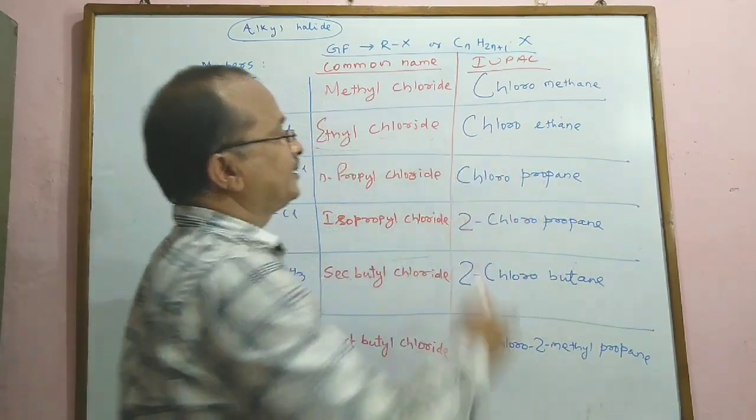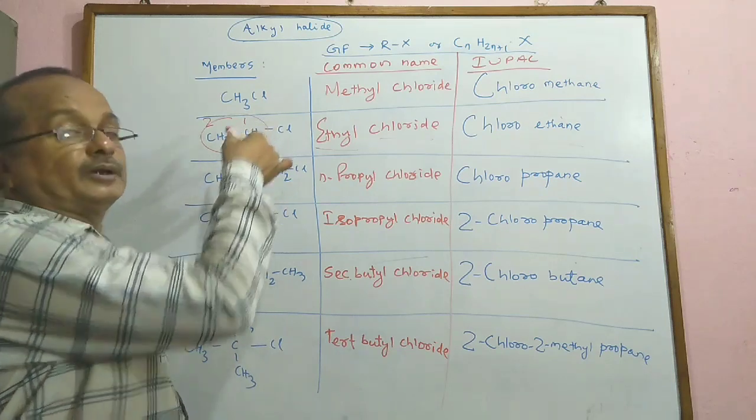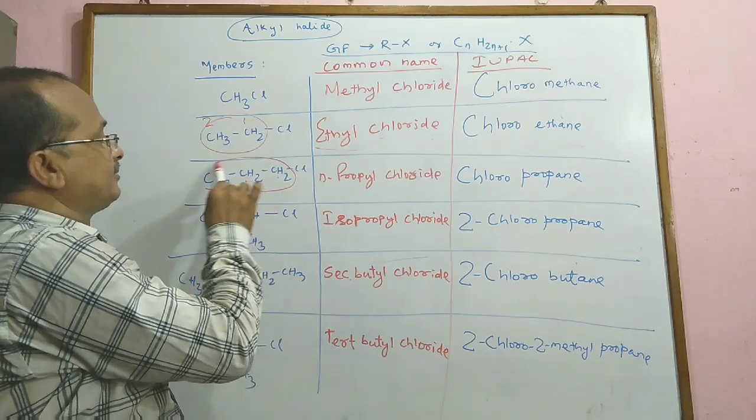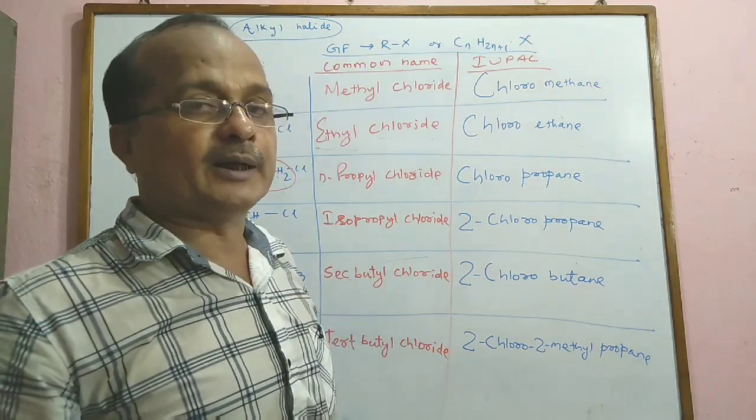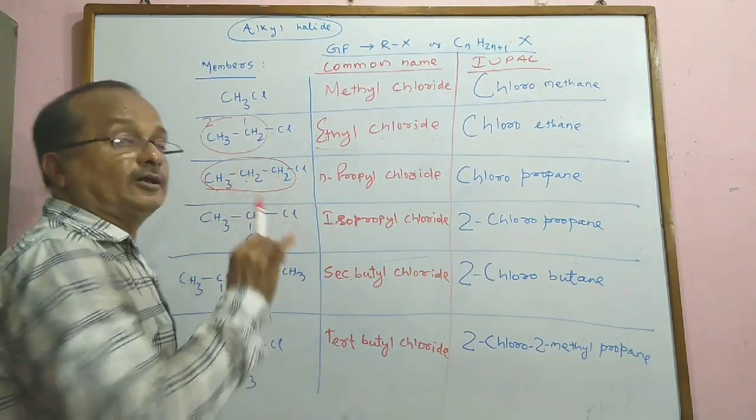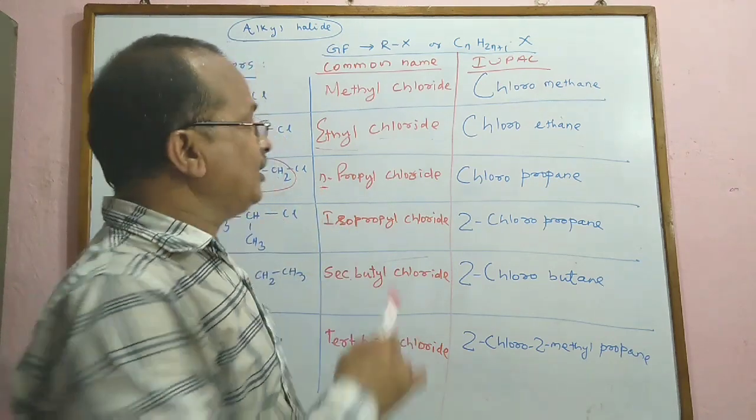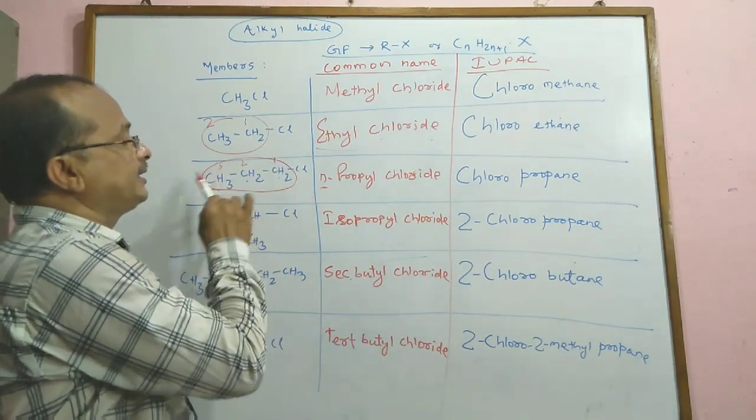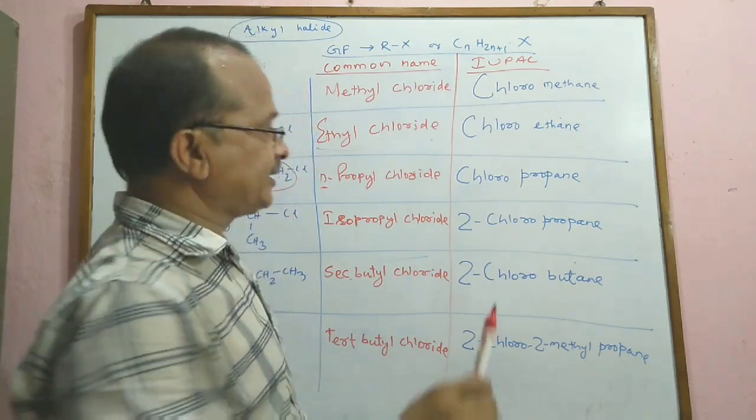The next compound is where a CH2 group is again added to the previous member, it will be CH3CH2CH2Cl. Here 3 carbon atoms, that is propyl group. Propyls are of 2 types that you know, one is n-propyl, another is isopropyl. Here the propyl group is in a straight chain without branching, that is why the prefix n is used. n means normal, means straight chain, so it is named n-propyl chloride. In IUPAC name it is numbered 1, 2, 3, that is chloropropane, or you can write 1-chloropropane, generally 1 is not written, so chloropropane.